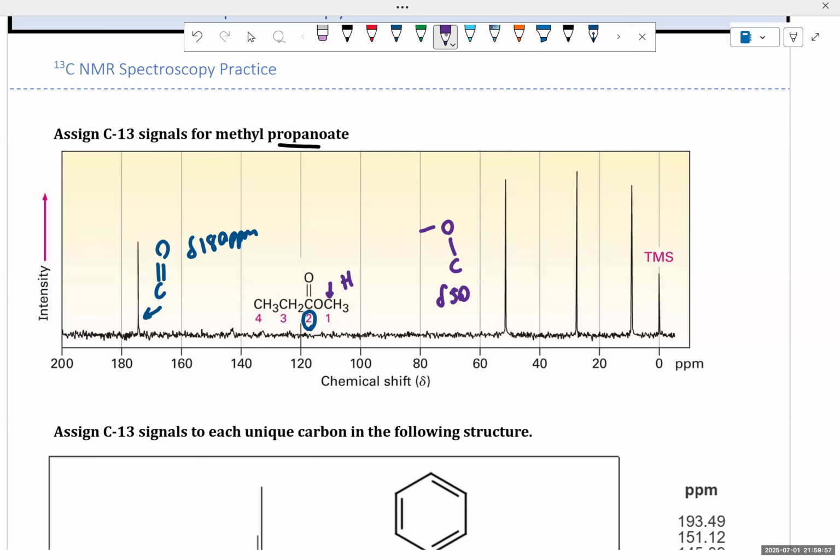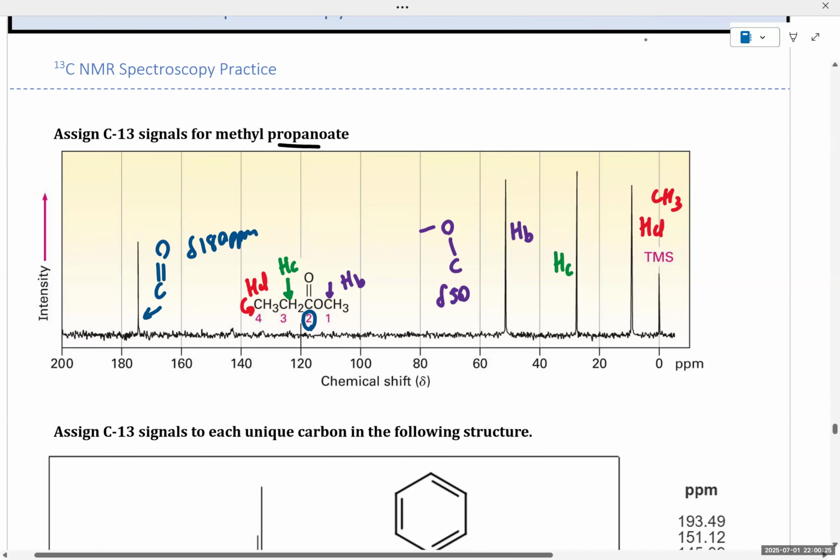So I'm going to label this carbon B, and that matches this signal. The carbon that's adjacent to the carbon attached to the carbonyl will be the next most downfield. We'll label this as carbon C. And the least substituted methyl carbon would be the most upfield, so this would be carbon D. So with that, we've assigned each carbon in this carbon NMR spectra.